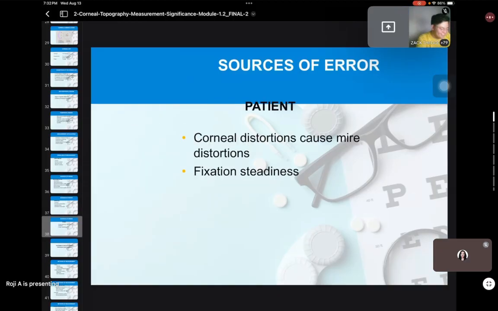Okay, next. Source of error is the patient. Why is it the patient? Why the patient, guys?